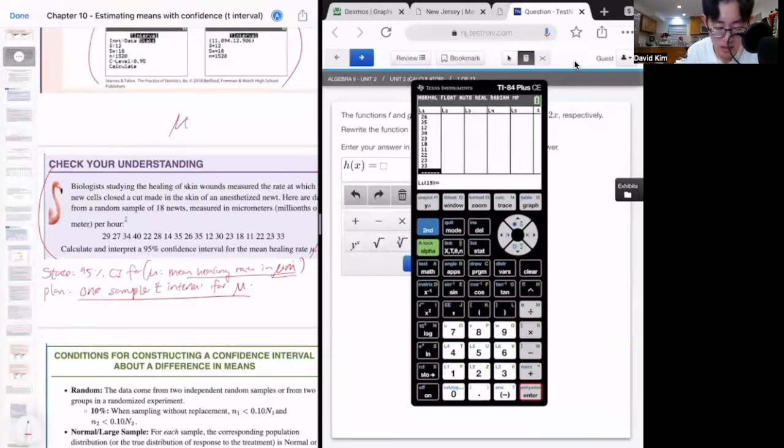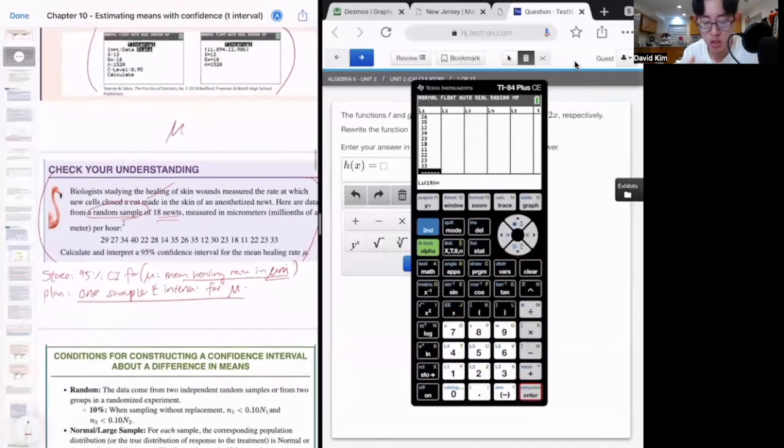So let's check for the randomness. Check. Do we have enough reason to say that there are more than 18 newts with these cuts made on the skin? Well, technically speaking, we really can't, but we have these measurements that are all going to be independent from one another. Or you can say there's a good enough reason to assume that more than 180 newts could have had a cut made in the skin while anesthetized. There could be much more than 18 or 180 newts in this kind of scenario. The last one is n is less than 30.